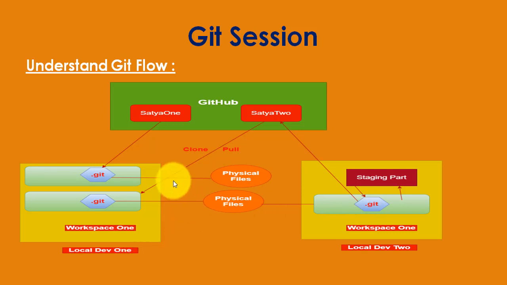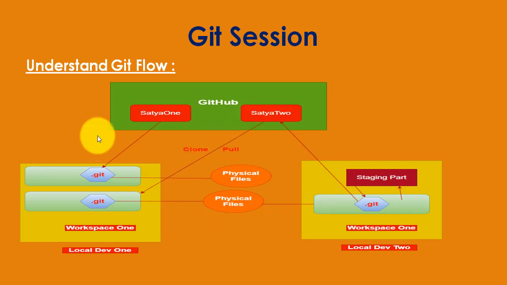Local dev 1 clones these projects from Satya 1 and Satya 2, works on them, modifies the files and pushes these changes to both repositories. Local dev 2 works on only one repository called Satya 2. He pulls some files and pushes some files to the GitHub repository, and local dev 1 pulls whatever files have been pushed by local dev 2 into the workspace, and in the same way local dev 2 pulls the changes made by local dev 1 on the Satya 2 repository.